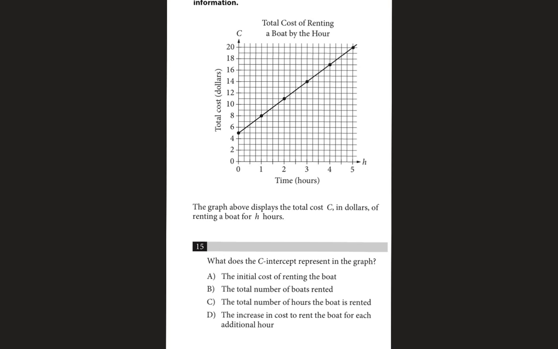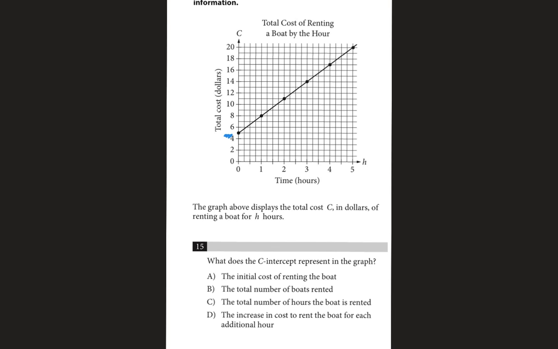All right. I cannot tell you how simple this question is. It is straightforward, and it says the graph above displays the total cost C in dollars of renting a boat for H hours. Okay, so what is the C intercept? In other words, right here. What does the C intercept represent in the graph?